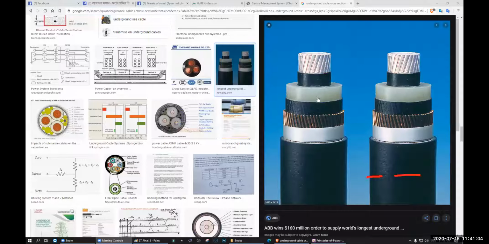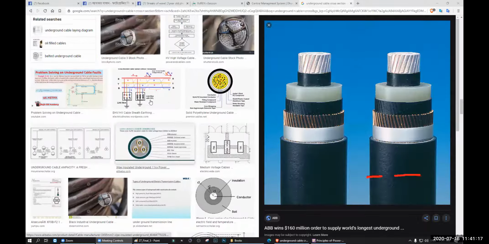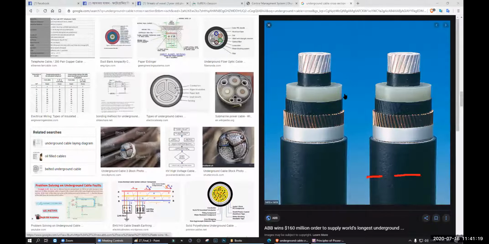Now here it can be changed as well. Sometimes this lead sheet can be here, the serving can be here, or the armoring can be here. Okay, it can be interchanged. Got my point? So this is a single phase cable.